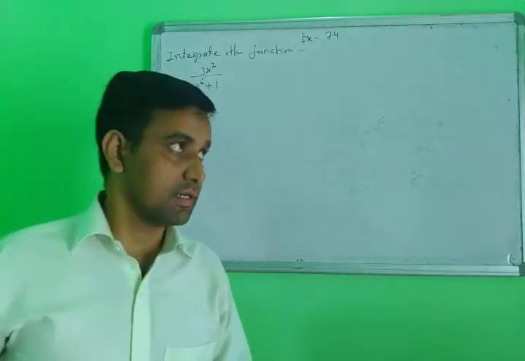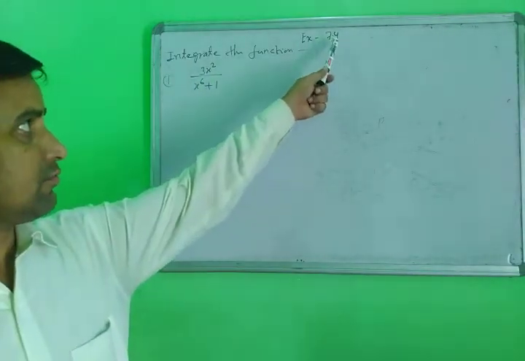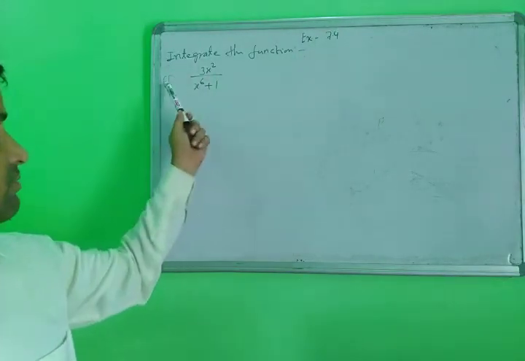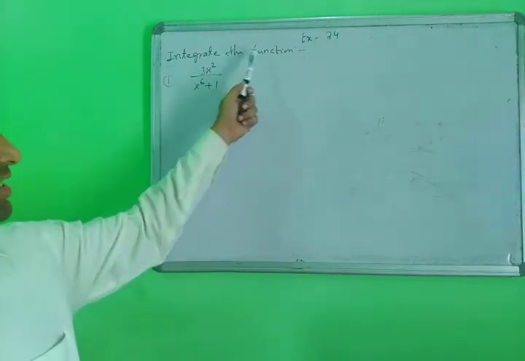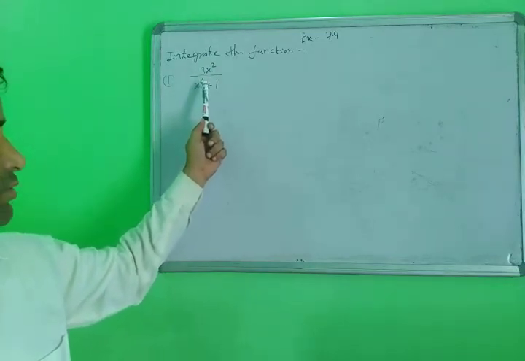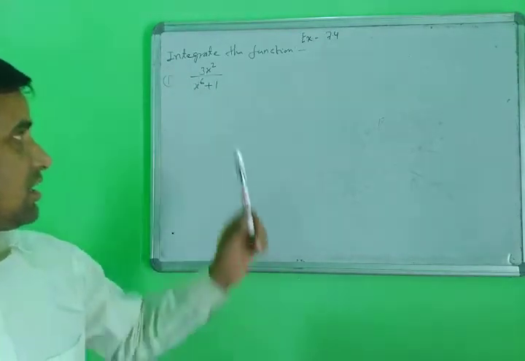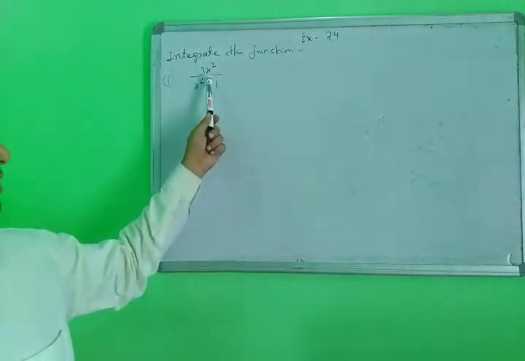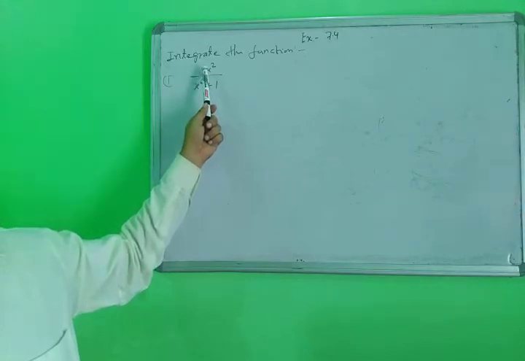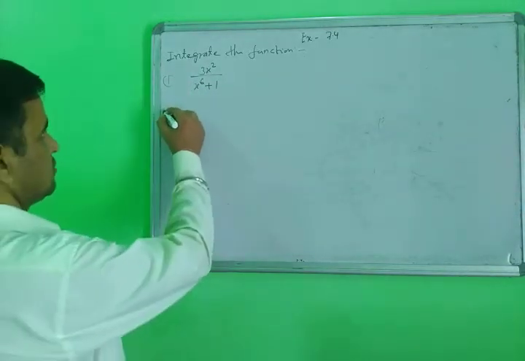Yes class. Question number first, exercise 7.4. Integrate the function. The function given here is 3x square upon x exponent 6 plus 1. First you observe the question. Here suppose you break down the denominator part, then the numerator part comes here. How to break it down? This is the solution part.